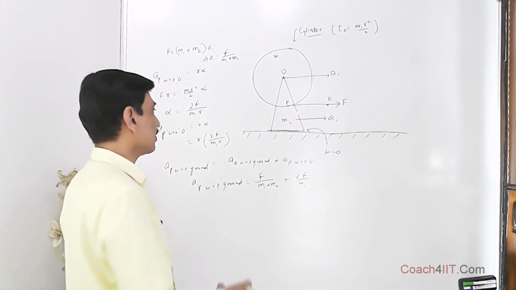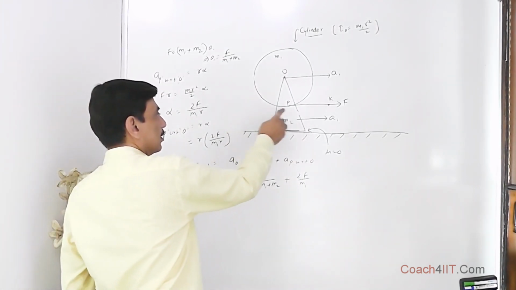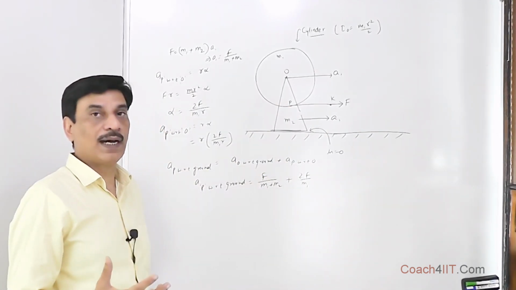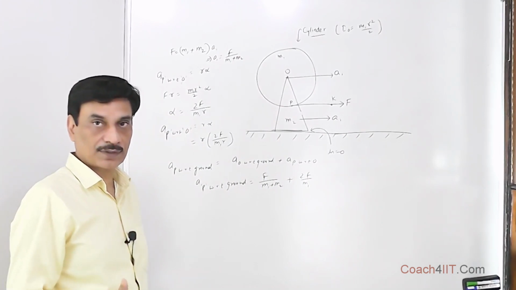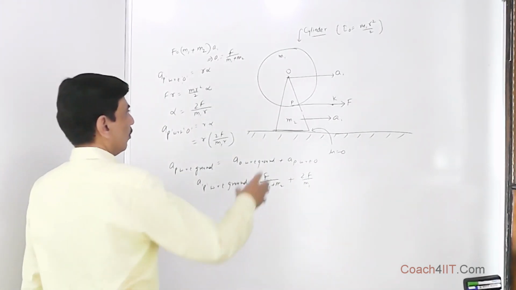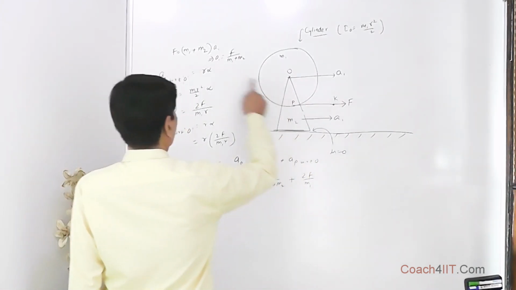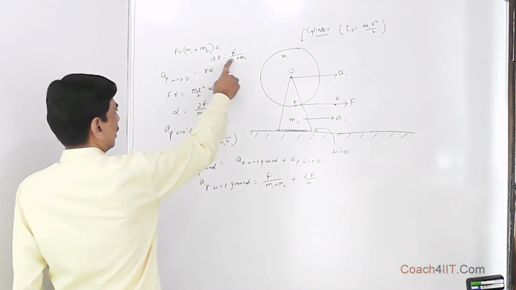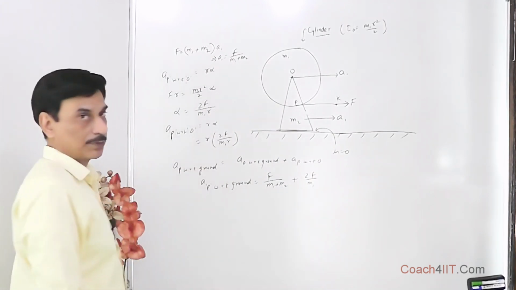Overall, if we see from the person on the ground, the acceleration of this point is going to be found by using the triangle law of vector addition. So let's write the equations. For number 1, F is applied, so F is equal to m1 plus m2 into a. So a1 comes out to be F over m1 plus m2.